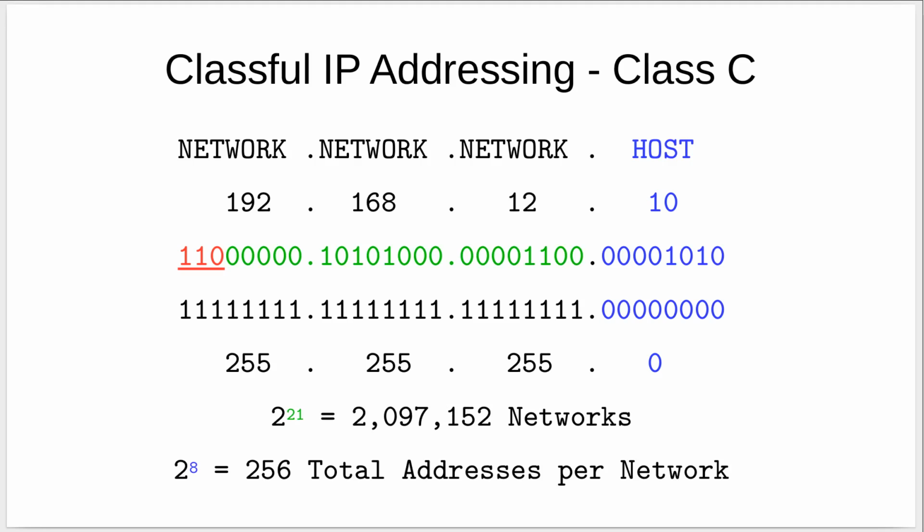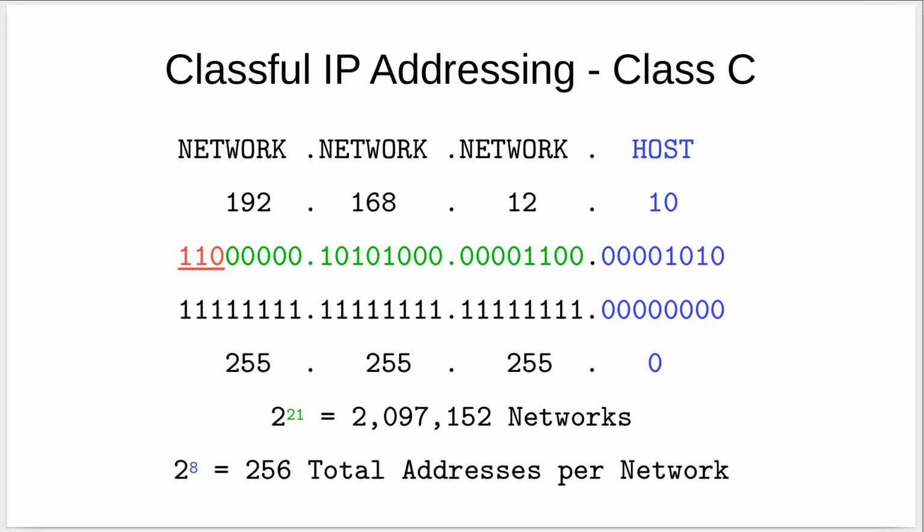Fantastic. How many possible Class C networks do we have? Well, the first 3 bits in the first octet are reserved to specify what class of network we're looking at, which means we have 21 bits available for the network. So 2 to the power of 21, 2,097,152 networks.